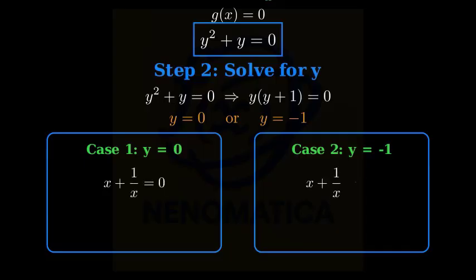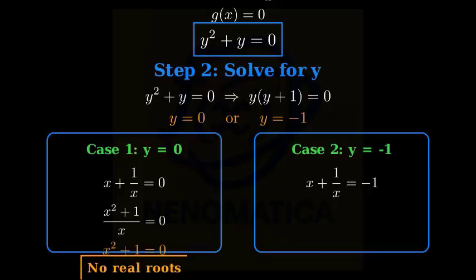Case 1, y equals 0 means x plus 1 over x equals 0. Multiply both sides by x to avoid fractions. We get x squared plus 1 equals 0. This has no real solutions because a square cannot be negative.